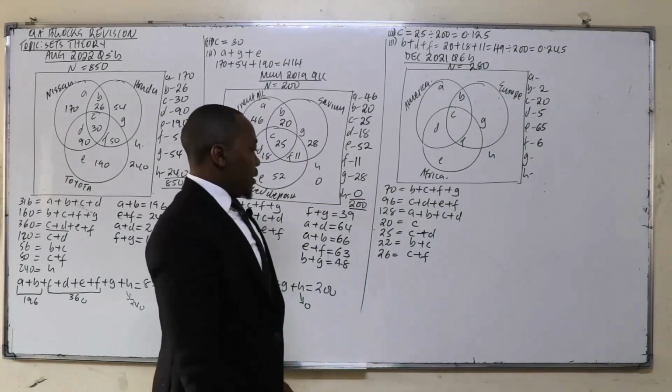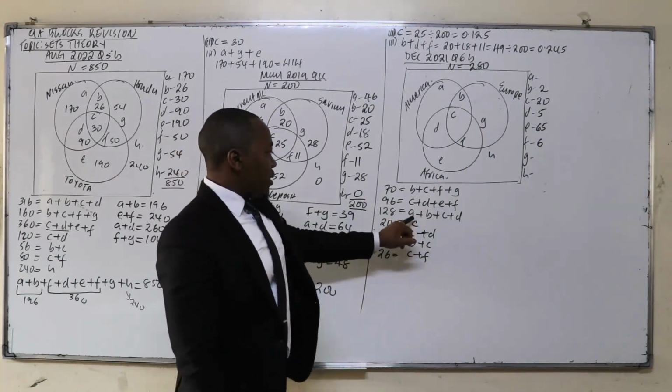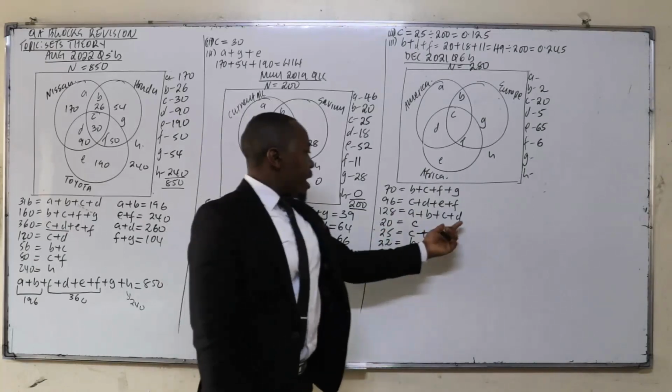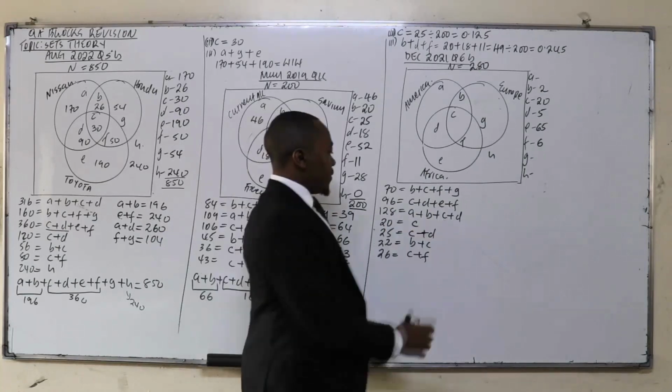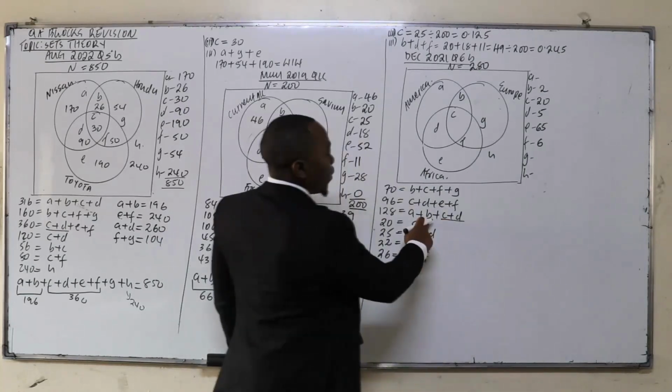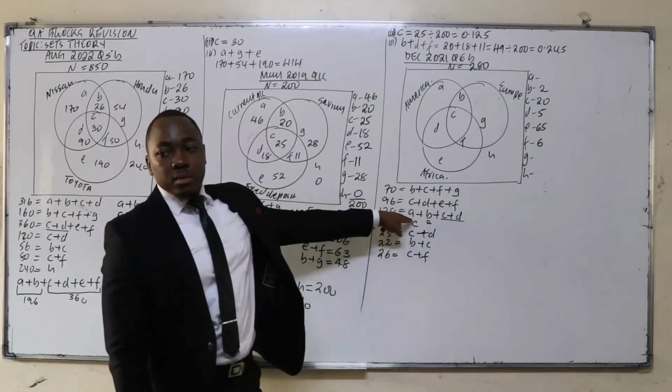Then we need A. So we have CD, that one we are done. CD is 25. We have B. B is 2. Can you be able to get A? So how much will be A?